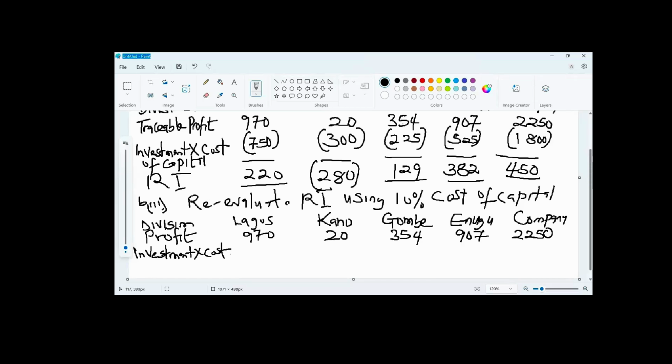The investment in Division Lagos is 10,000. 10% of 10,000 will give us 1,000. Is that not, please? Yes, sir. Investment in Kano is 4,000. 10% of 4,000 will give us 400. Investment in Gombe is 3,000. 10% is 300. Investment in Enugu is 7,000. 10% is 700. Total investment is 24,000. 10% will give us 2,400.